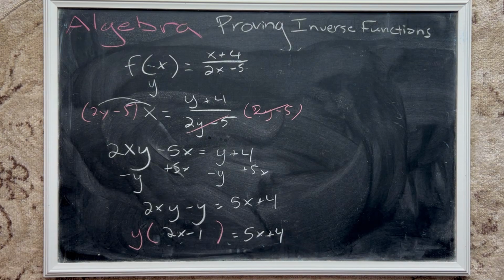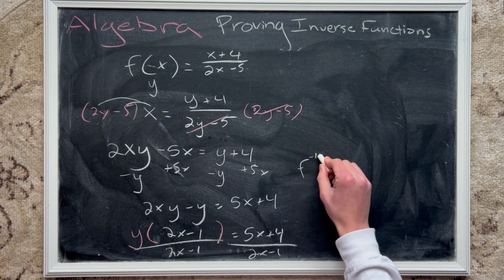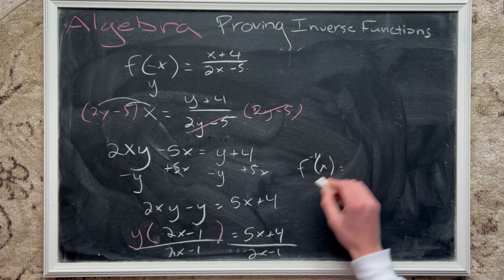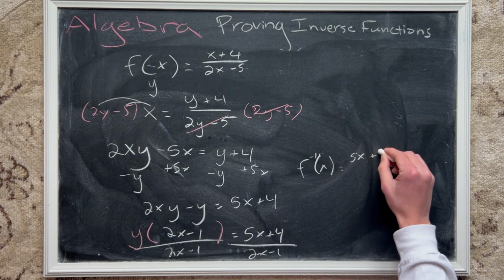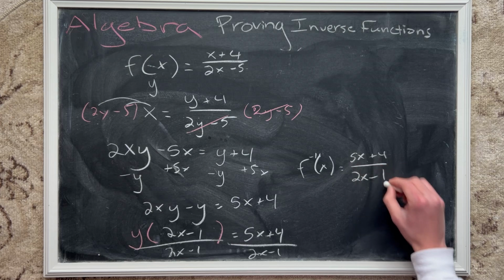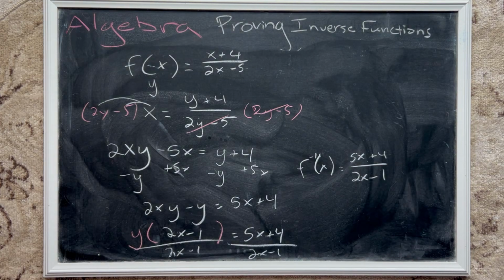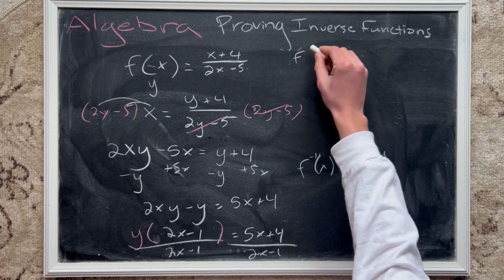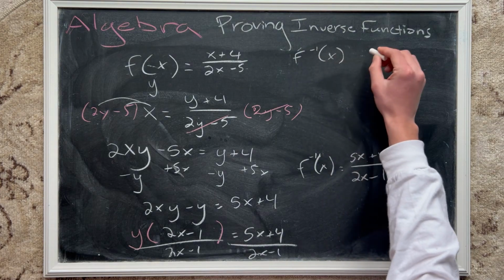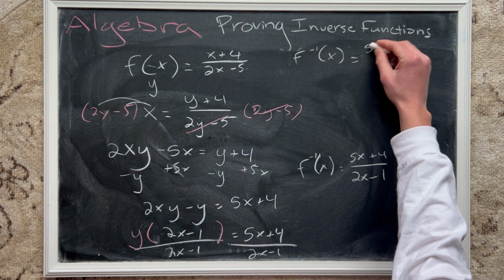And then our final step to isolate the y is to divide by 2x minus 1, leaving us with the inverse function, f inverse of x, is equal to 5x plus 4 over 2x minus 1. Alright, so now we're going to do the new part, which is the composition.